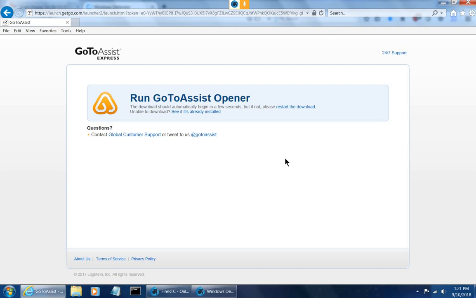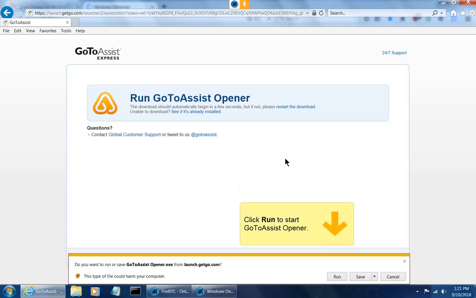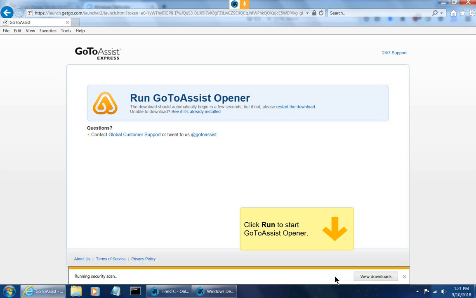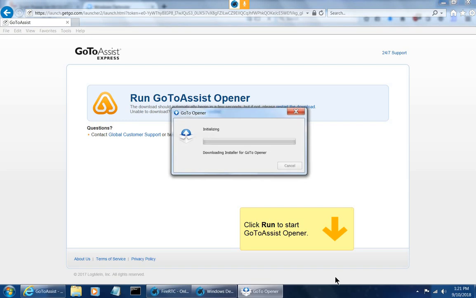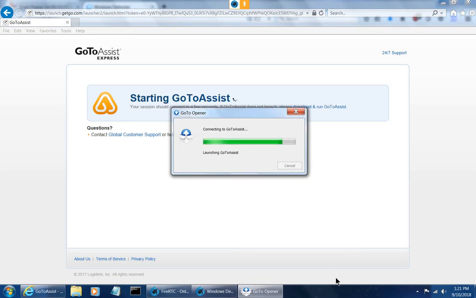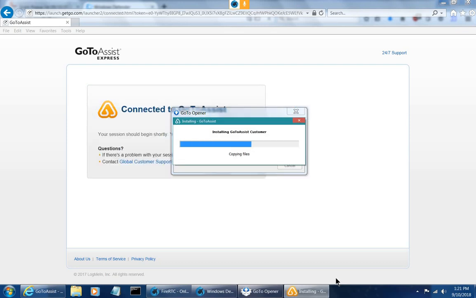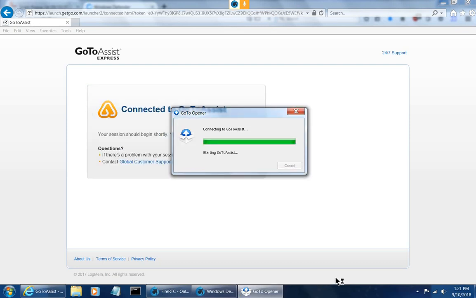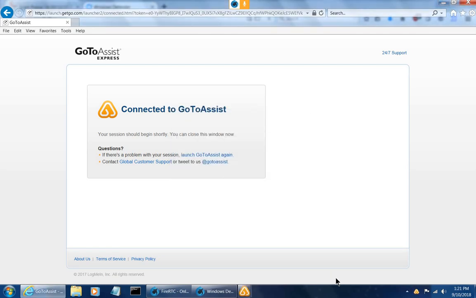It says run, go to assist. That's right. Do you want to click on run? Yes, click on the run. After that, wait for a while. You will get another option. Then click on the yes. It's still installing something. Connecting.